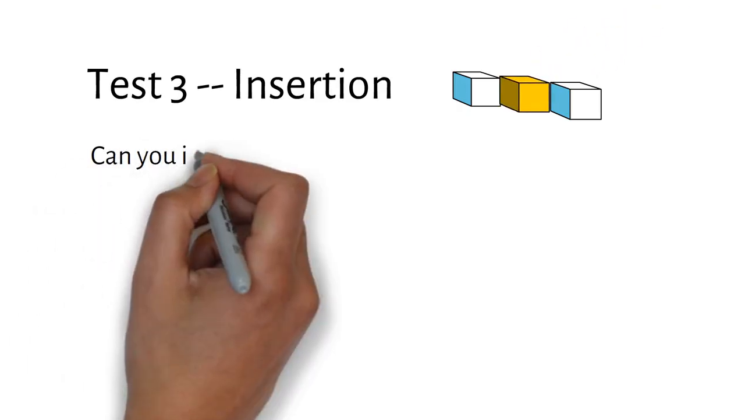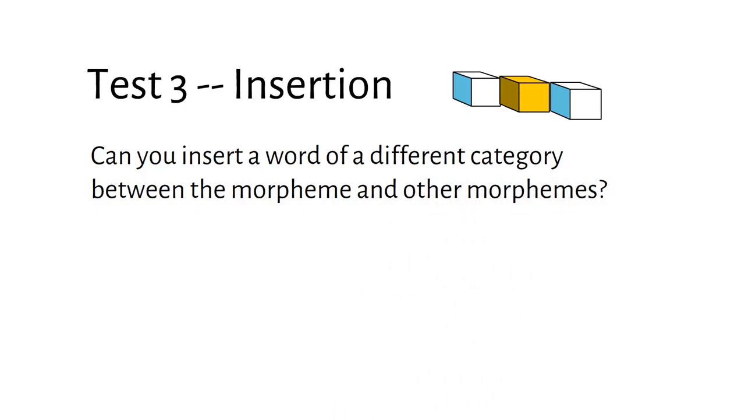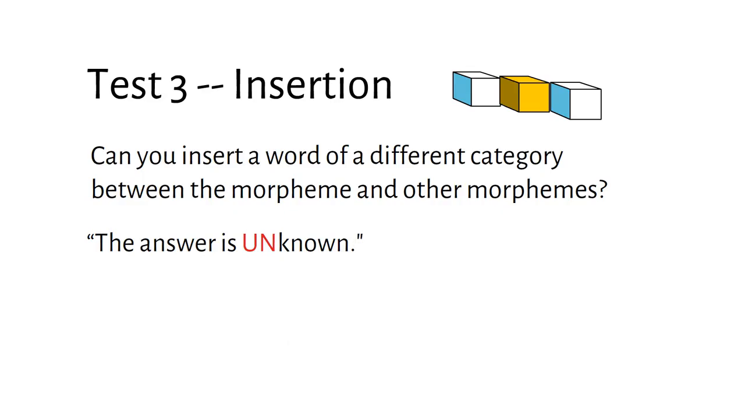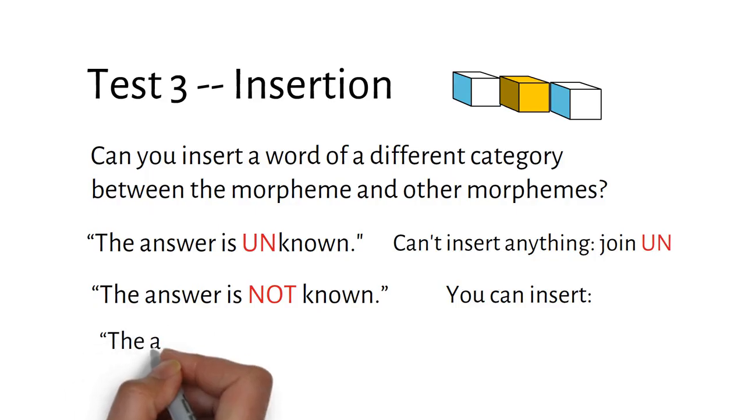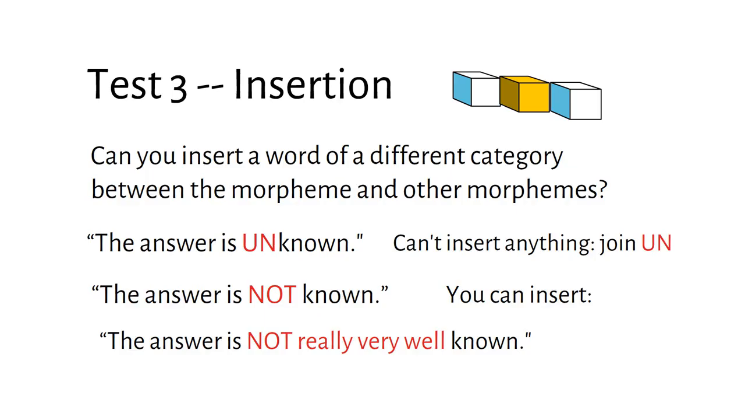Our third test is insertion. Can you insert a word or words of a different category between the morpheme and other morphemes? Here is an English example. The answer is unknown, and the answer is not known. Un and not mean the same thing, but you can't put anything between un and known. So we join the un to known. But in the second one, we could say the answer is not really very well known. So we write not as a separate word.